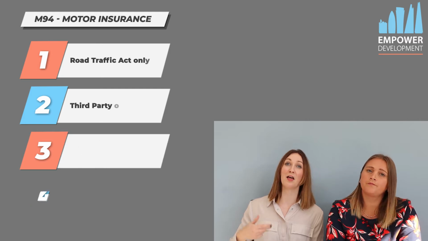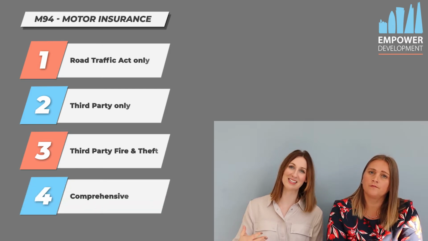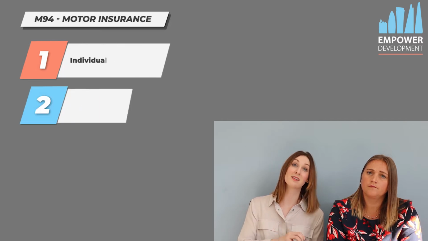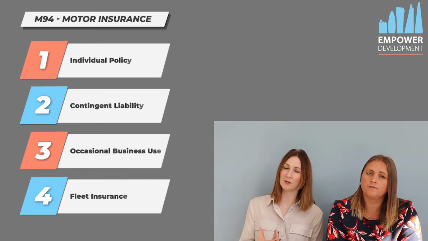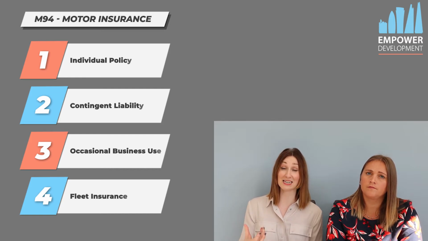Then we get into real detail. So we look at the levels of cover for lots of different parts and the policy wordings that attach to those levels. So we have our Road Traffic Act only, third party fire and theft, comprehensive. Then we look at individual policies in relation to motorcycles, commercial vehicles, and then we start to look at some newer things that you might not have come across before, such as contingent liability and occasional business use and fleet insurance as well. So there's a lot in there, a lot to get your head around.